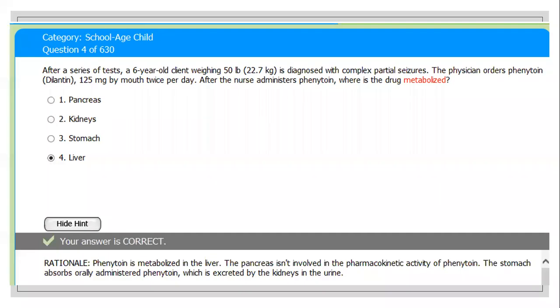So what is their explanation? Phenytoin is metabolized in the liver. The pancreas is not involved in the pharmacokinetic activities of phenytoin. The stomach absorbs only the administered phenytoin, which is excreted by the kidney in the urine.